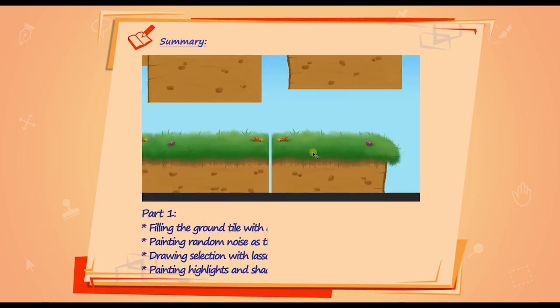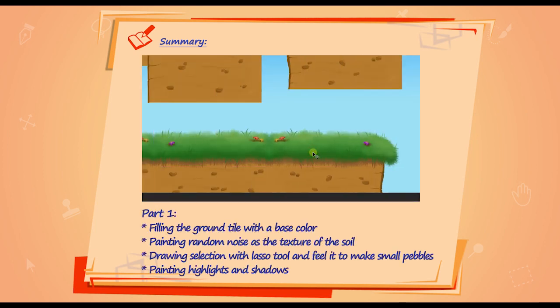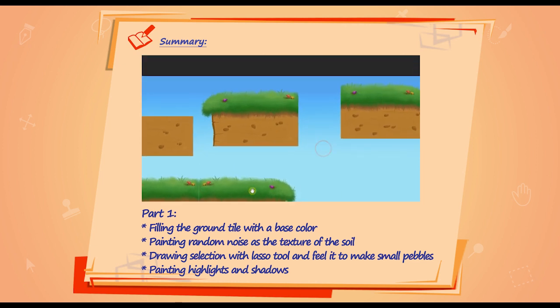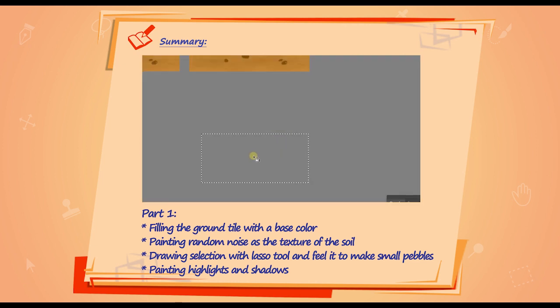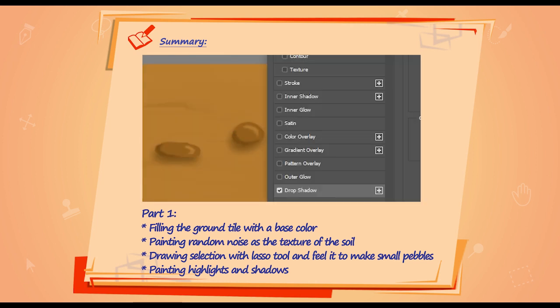In this video, I want to teach you how to paint a tileable ground. In part 1, we talk about filling the ground tile with a base color, painting random noise as the texture of the soil, drawing selection with lasso tool and filling it to make small pebbles, painting highlights and shadow.